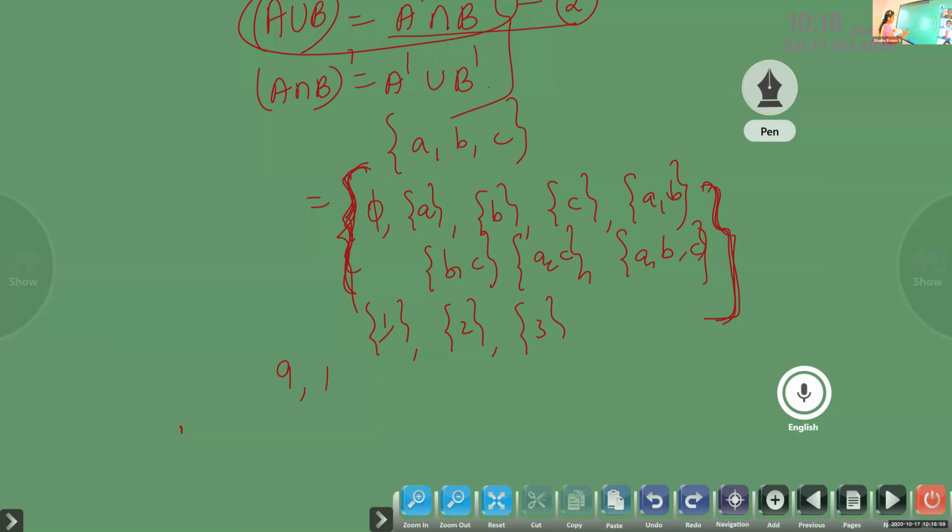The general term of the AP 9, 12, 15, 18. What is meant by general term? General term means you have to write the nth term. What is AN? It is A plus n minus 1 into D. What is A here? 9 plus n minus 1 into, what's the common difference here? 3. So that is 9 plus 3n minus 3. You can simplify this and write this as 6 plus 3n.